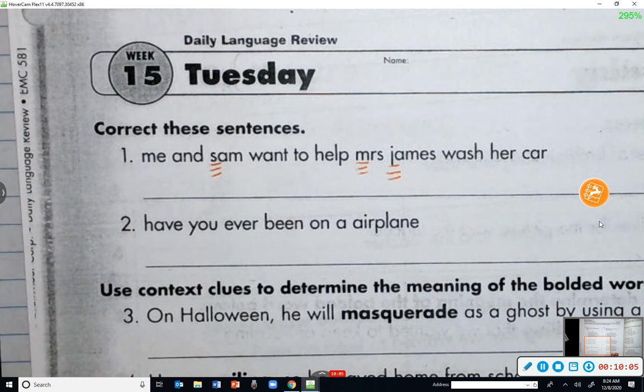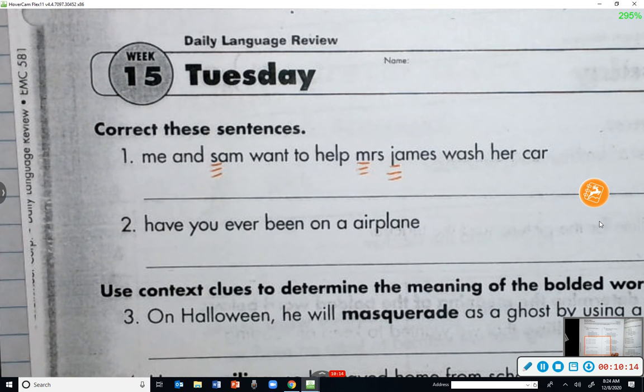Why would I not want to capitalize me? Allie, you know? Because it's the first letter. Well, we would capitalize the first letter. But do we say me and Sam at the beginning of a sentence? Or do we say Sam and I?